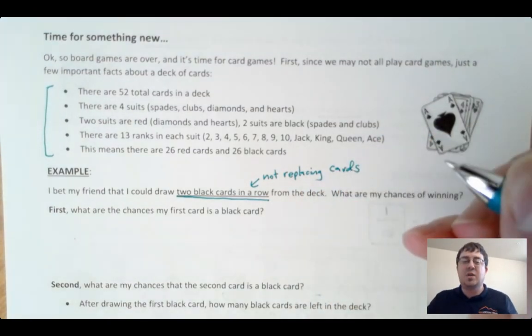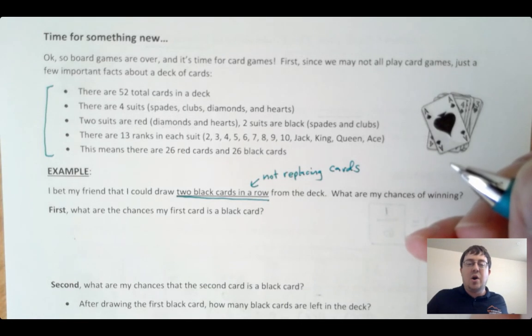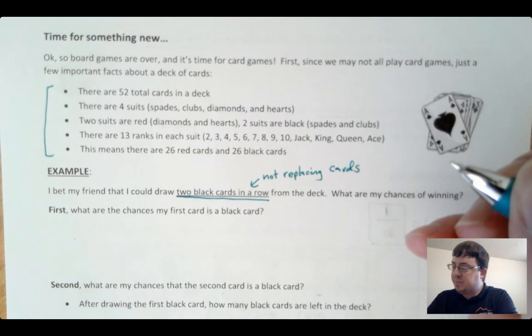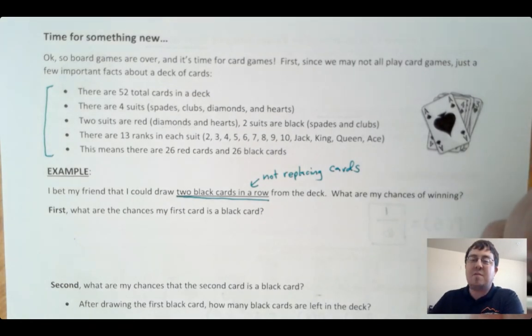I'm going to see what it is and put it to the side. And then I'm going to draw the next card off the top of the deck as well, and see what the probability is. So I'm not putting that first card back. I'm putting it off to the side. Then I'm drawing a second card. And I want them both to be black.